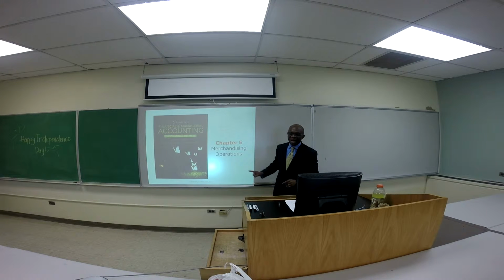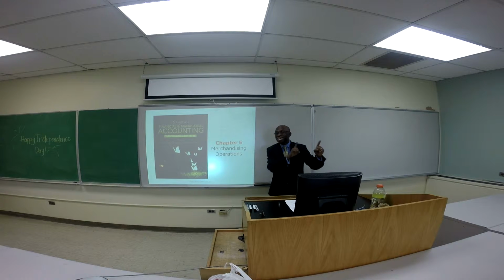Now in chapter 5, we are repeating everything that we did in chapters 1 through 4. The only difference is we are talking about everything we discussed in those chapters from the standpoint of a merchandising operation. What does that mean?